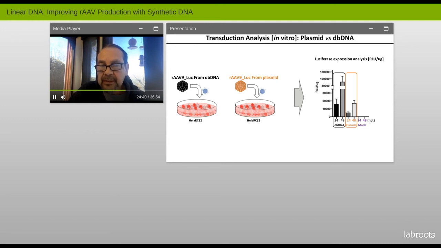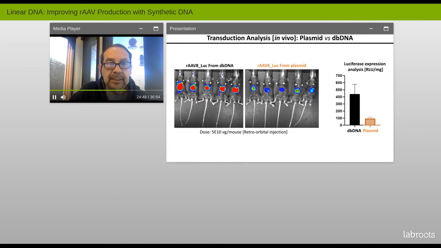Once again, these data suggest that the Doggybone material is of a higher quality and potency. If we go to the next slide, this is the same vector now put into an animal model.